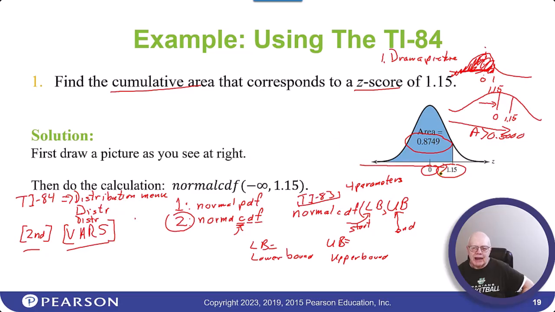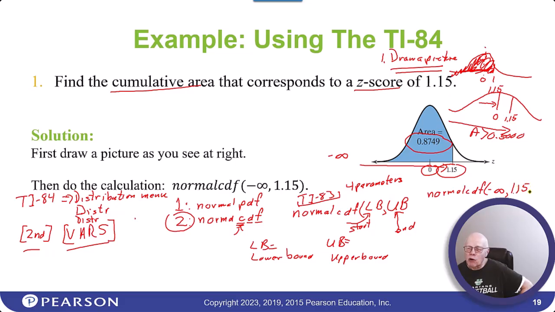So when I'm at the distribution menu, I'll make sure I hit number 2 to get CDF. For the lower bound, well, if you look at this picture, there's a picture again. The picture says there isn't any lower bound. Well, another way of saying that is it's like negative infinity. So we want negative infinity there. I'll come back to that in a moment. And our upper bound is we want it to stop putting it together at 1.15.